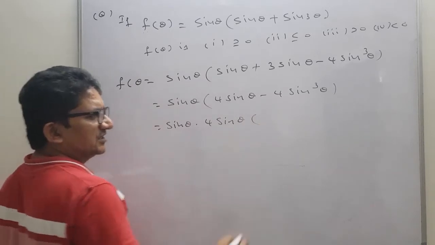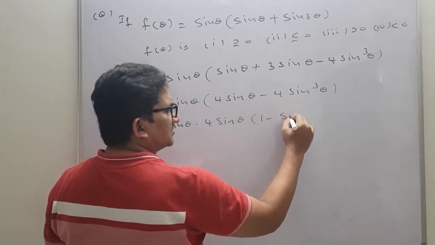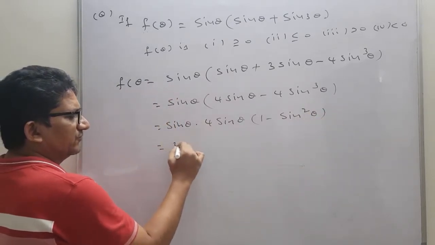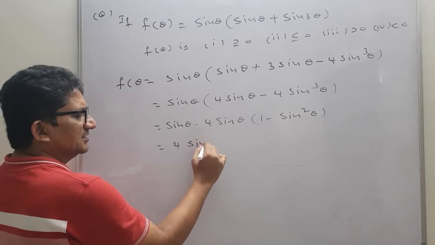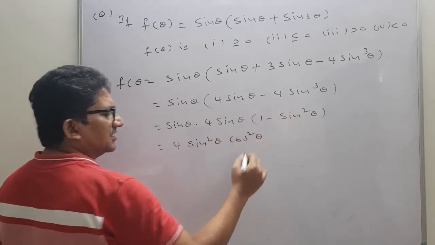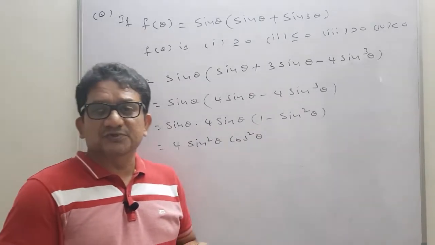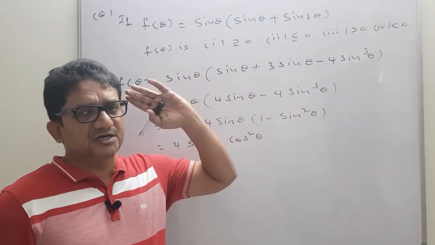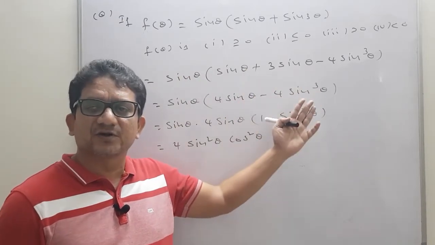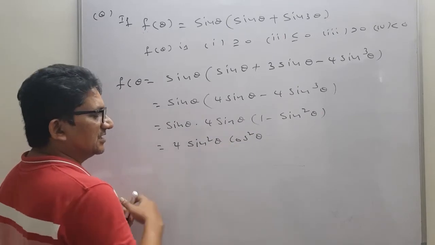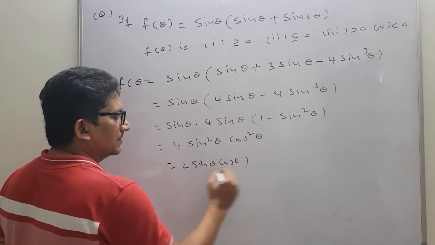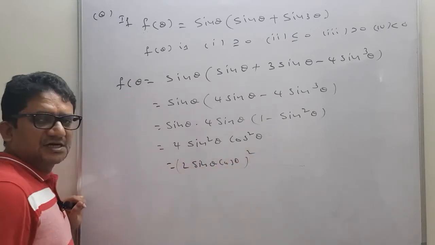So if you take 4 sin theta common, then we will get 1 minus sin square theta. That means overall now what happens, 4 into sin theta is sin square theta, and 1 minus sin square theta is cos square theta. Now while solving trigonometric problems, mind should work very sharply and we need to recall the required formula. 4 sin square theta cos square theta we can write like this: 2 sin theta cos theta whole square.